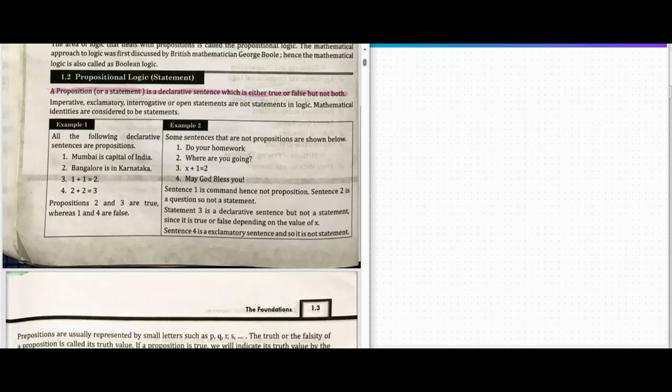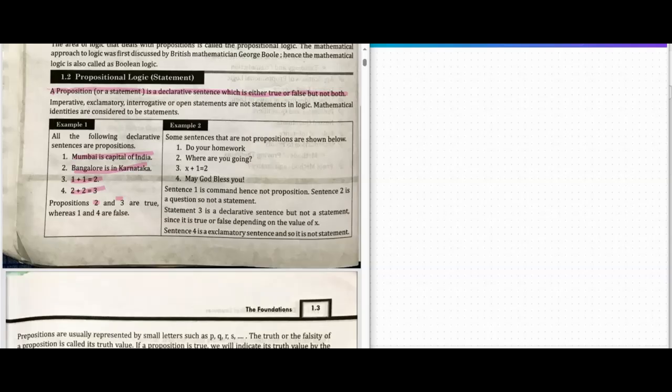So, for example, take: Mumbai is the capital of India; Bangalore is in Karnataka; 1 plus 1 is 2; and 2 plus 2 is 3. So here propositions 2 and 3 are true. Mumbai is the capital of India is false. Bangalore is in Karnataka is true. 1 plus 1 is 2 is true and 2 plus 2 equals 3 is a false statement. Yes, 2 and 3 are the statements which are true.